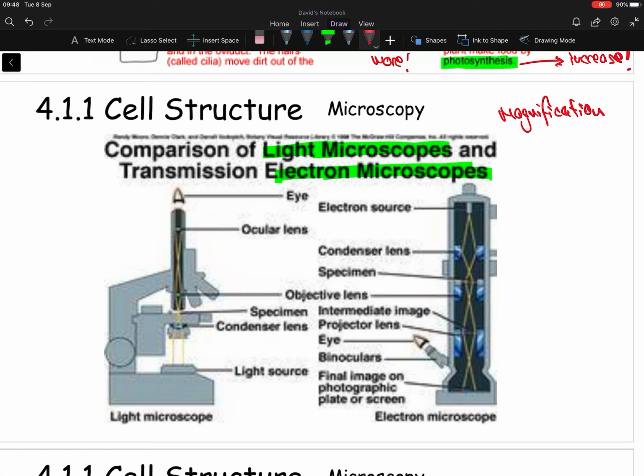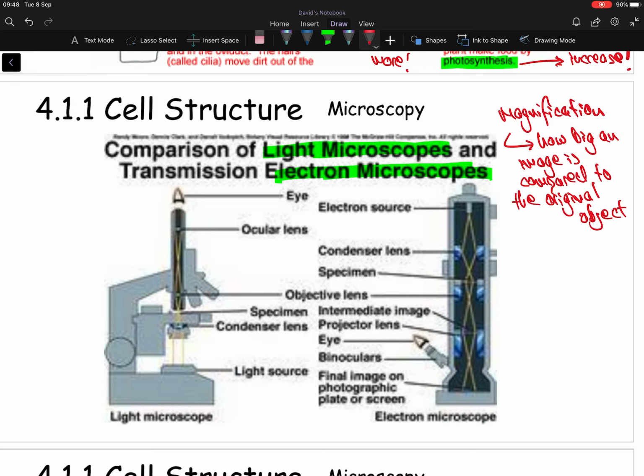So firstly, remember, you've got to realise that magnification is how big an image is compared to the original object. So you're looking at an object down a microscope and you have an image that is times 10 magnification, times 20 magnification. That means that the image is 10 times greater or 20 times greater than the actual object itself.